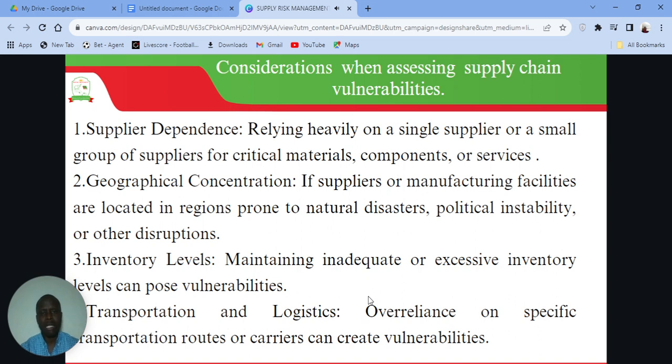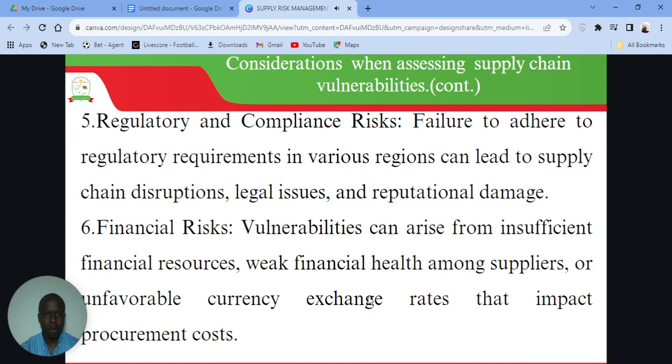These particular points are emphasizing the need for us to diversify in terms of transportation, in terms of inventory levels, in terms of the geographical considerations, in terms of supplier dependence. Other considerations are regulatory and compliance risks. When we don't adhere to regulatory requirements, those could be legal issues, it could be taxation issues that we have not met as an organization.